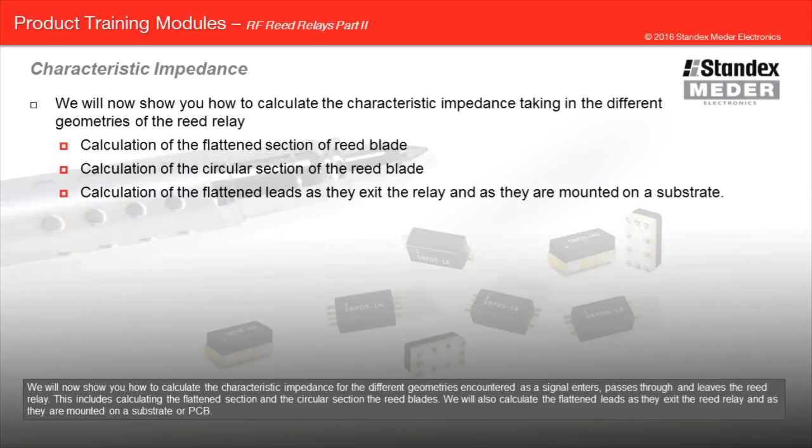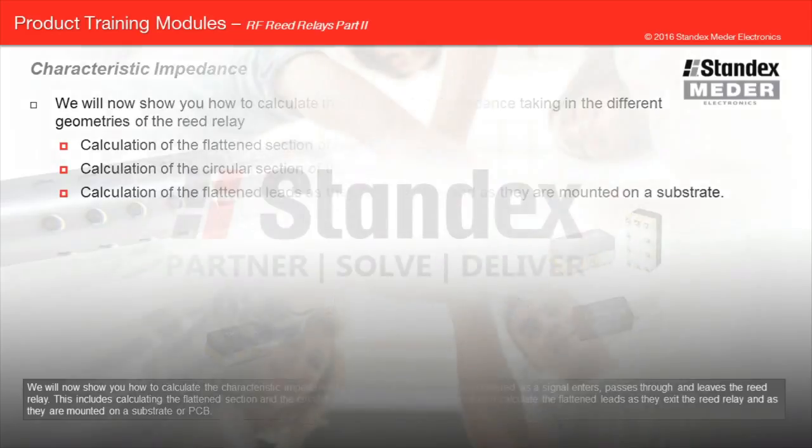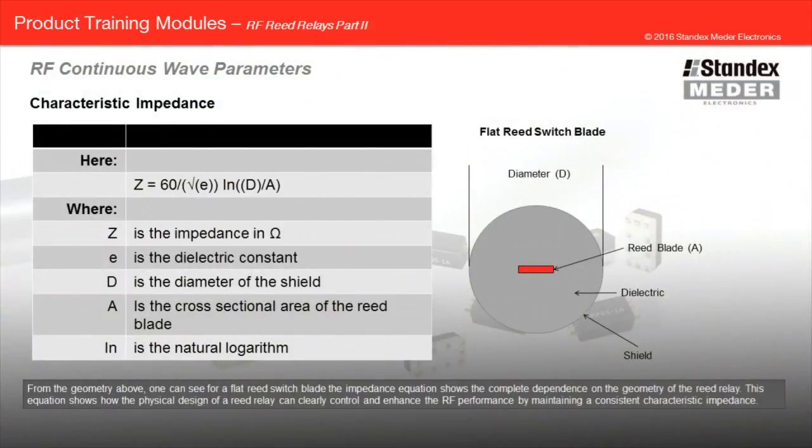We will also calculate the flattened leads as they exit the reed relay and as they are mounted on a substrate or PCB. From the geometry above, one can see for a flat reed switch blade, the impedance equation shows the complete dependence on the geometry of the reed relay. This equation shows how the physical design of a reed relay can clearly control and enhance the RF performance by maintaining a consistent characteristic impedance.